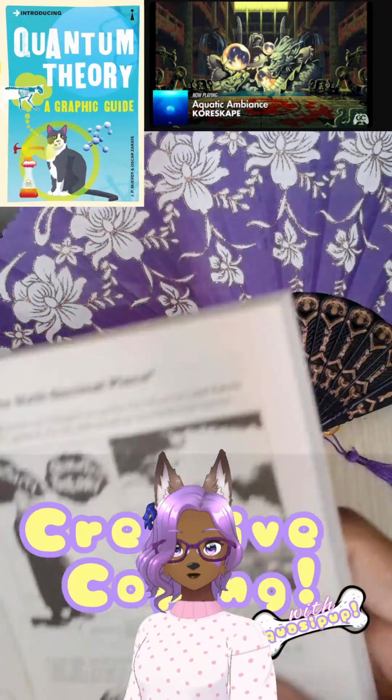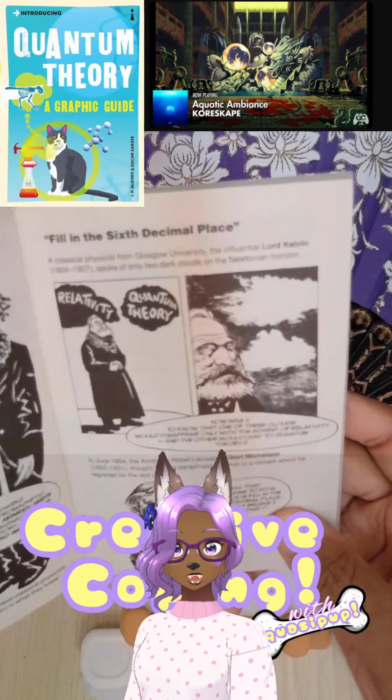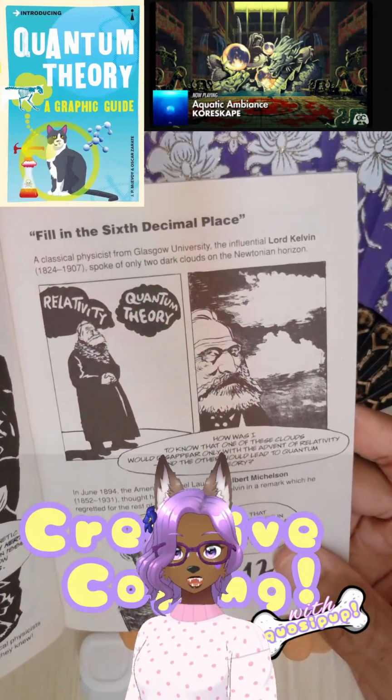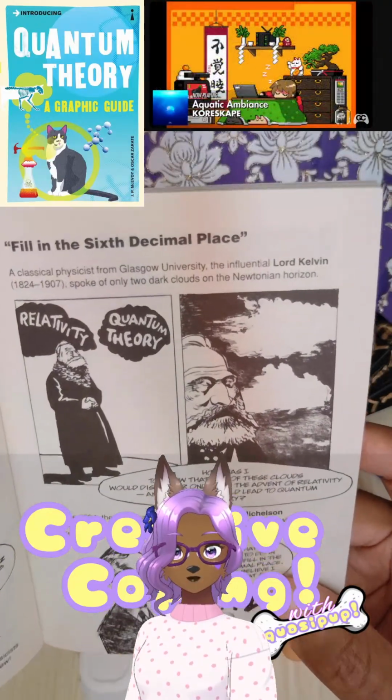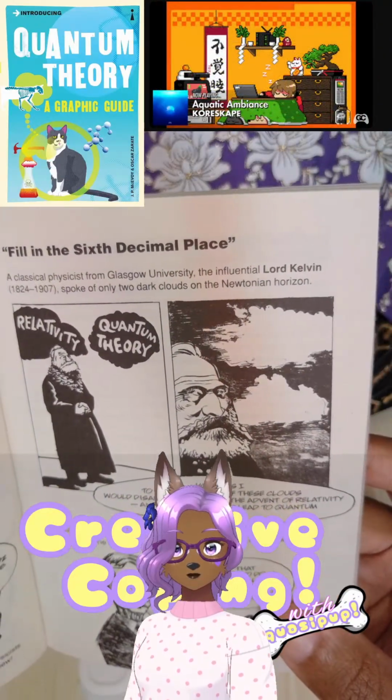This might not be the best book to read, but again, it's an experiment. I don't know, it's kind of cool. It's got cool art. It's got fun art.